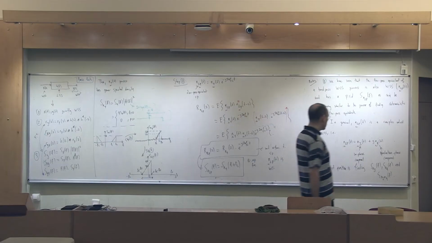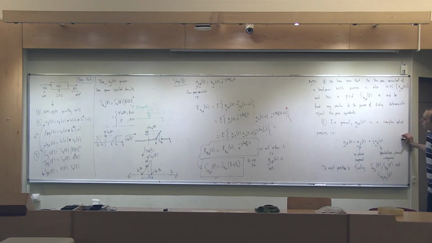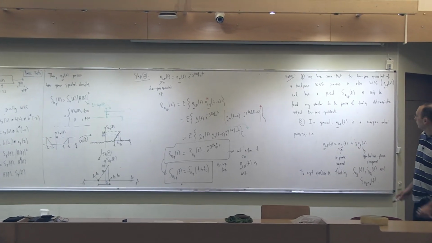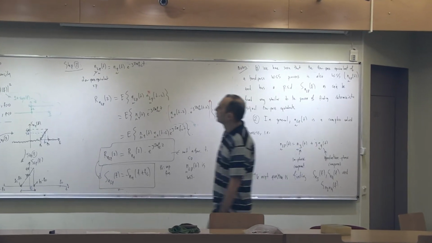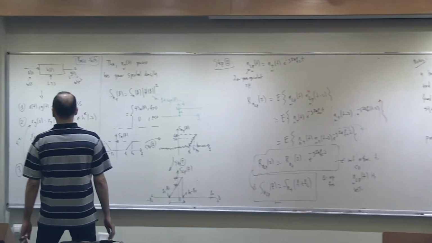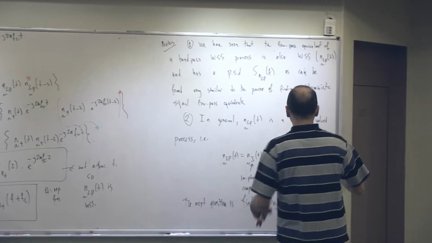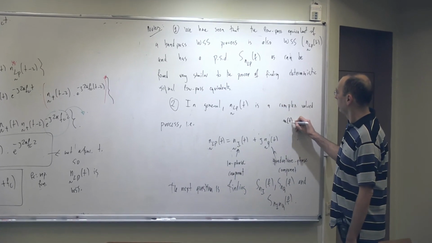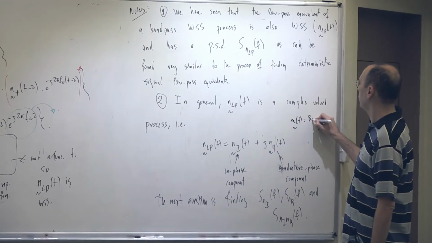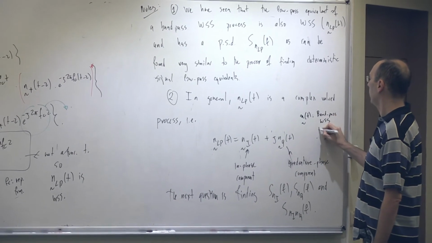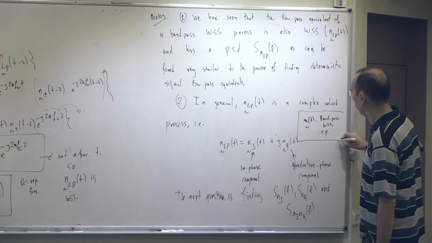Okay, so we are continuing our discussions. In the last hour, we have found the following. If I have a bandpass process, so this is bandpass, but wide sense stationary, random process, n of t.